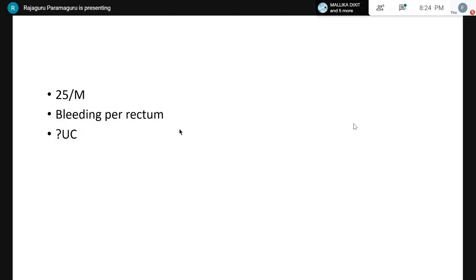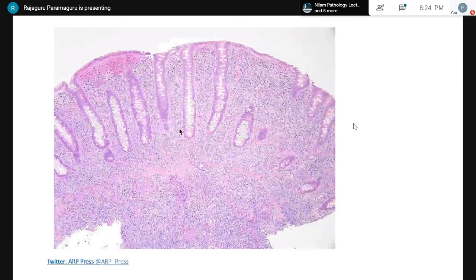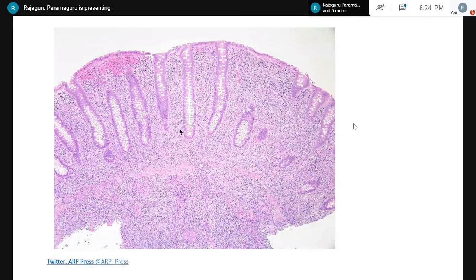So next I'm going to show a case of a 25-year-old male with bleeding per rectum. Query ulcerative colitis is the diagnosis. This is the microphotograph of the biopsy, where you see the inflammatory cells are markedly increased in the lamina propria. The crypt architecture is more or less maintained, but you see there's a lot of atrophy and spacing between adjacent crypts.